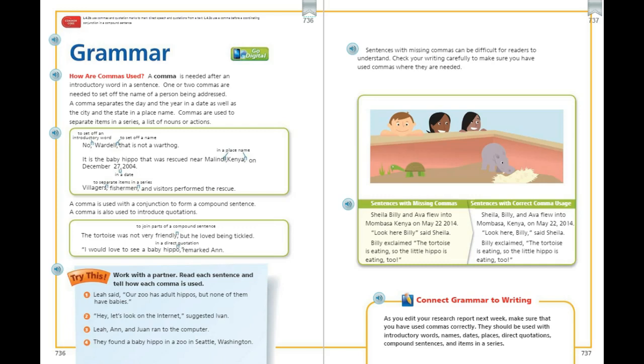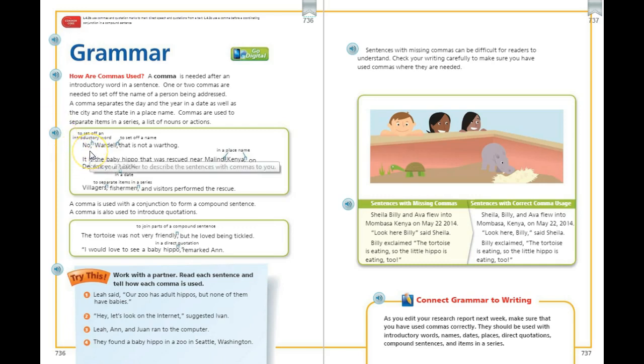One or two commas are needed to set off the name of a person being addressed. A comma separates the day and the year in a date, as well as the city and state in a place name. Commas are used to separate items in a series, a list of nouns or actions. So here we have samples of several of these.